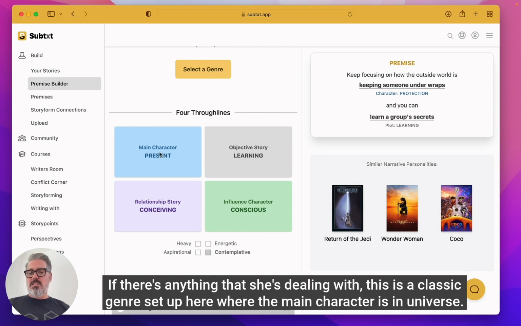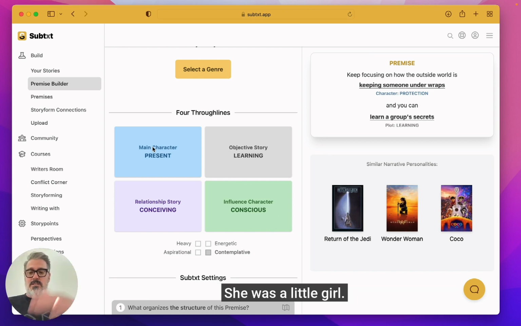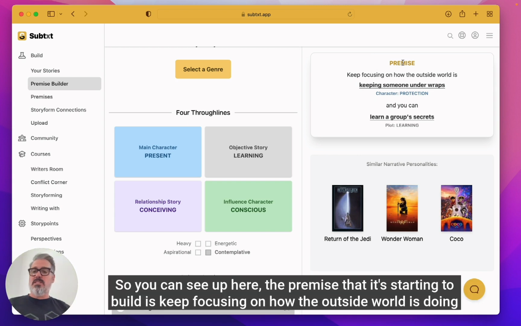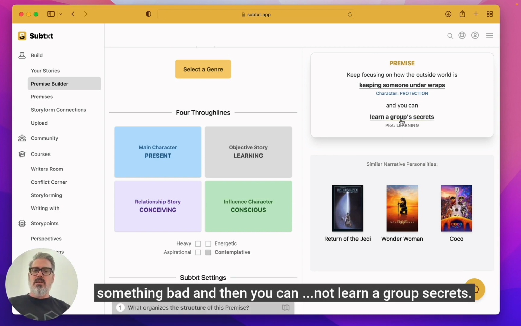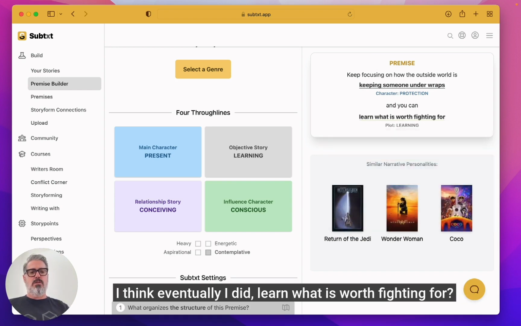If there's anything that she's dealing with, this is a classic genre setup here where the main character is in universe, so it's all about their physical status. So she eventually turns into a wolf walker. She's a little girl, and she's always trying to solve problems in the outside world. So you can see up here, the premise that it's starting to build is keep focusing on how the outside world is doing something bad, and then you can learn a group secrets. I think eventually I did learn what is worth fighting for.